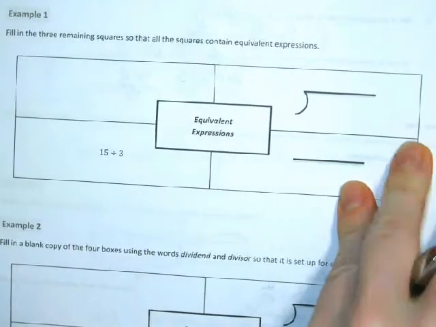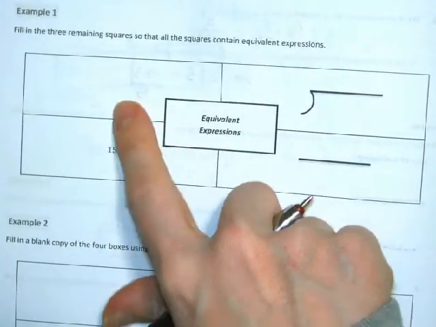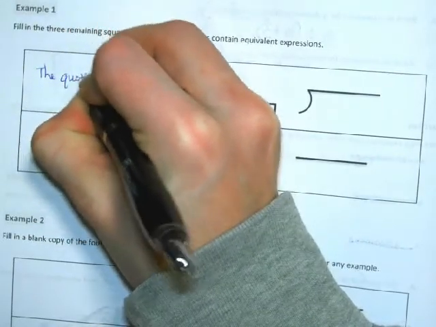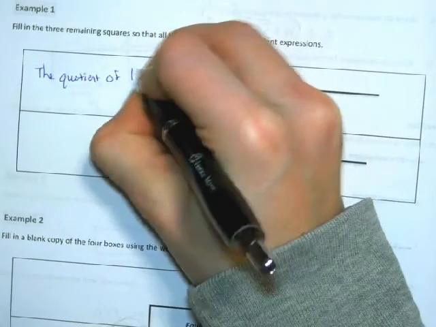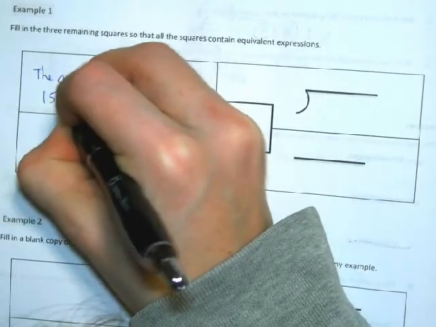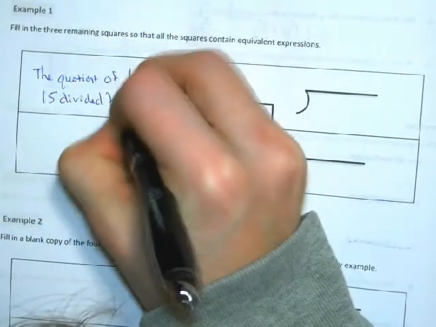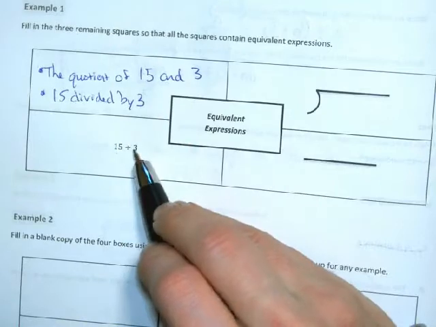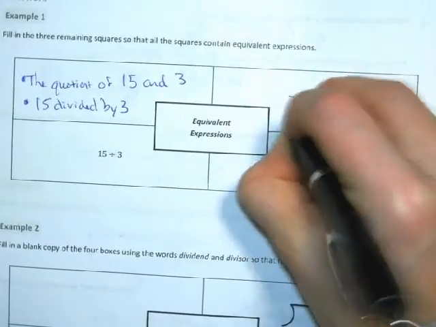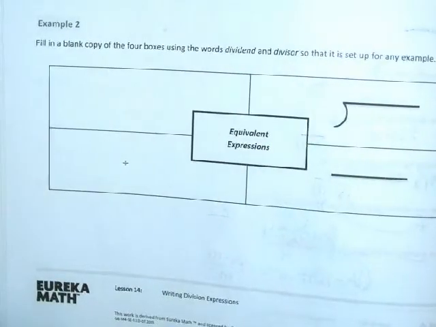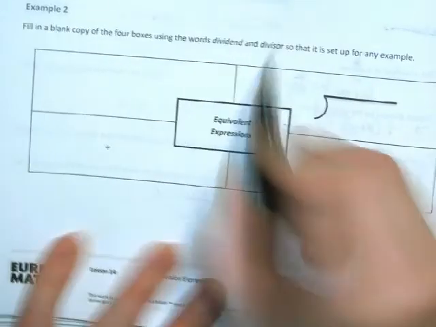Lesson 14, it said we're going to just practice writing our expressions in all the forms possible. So this could be the quotient of 15 and 3, or you could say 15 divided by 3. So here are two examples of what they could be. Either one of those would have been okay. 15 divided by 3 looks like that. 15 divided by 3, or 15 over 3. Those all mean the same thing. They're equivalent expressions.